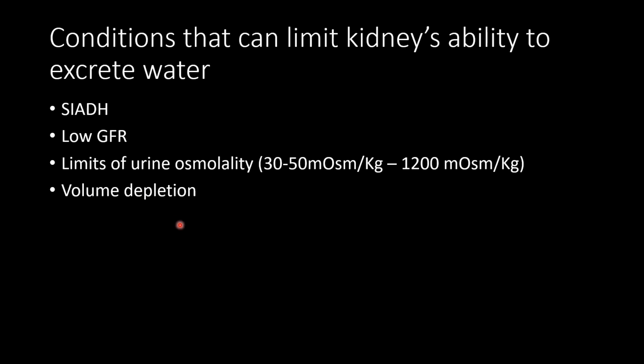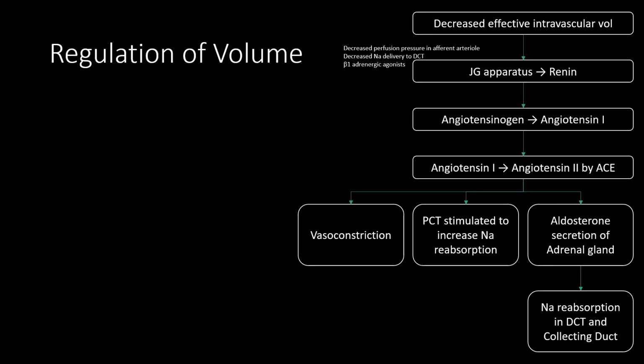We'll learn about all this later. So how is the volume regulated? We learned now how the osmolality is regulated. The second thing is how the volume is regulated. Whenever there is a decrease in effective circulating volume or effective intravascular volume, one thing that will happen is that it will stimulate the osmoreceptor. We learned that.